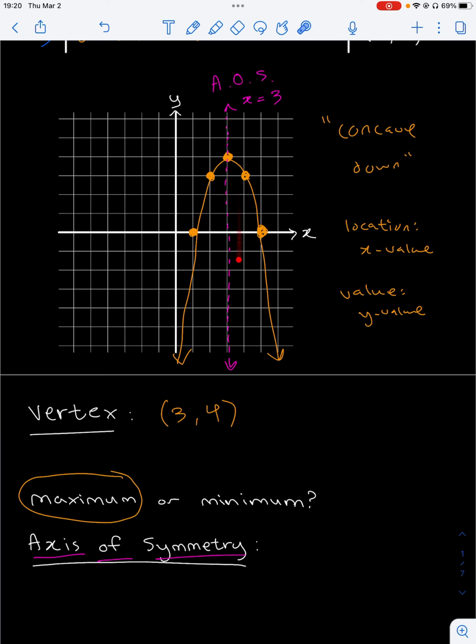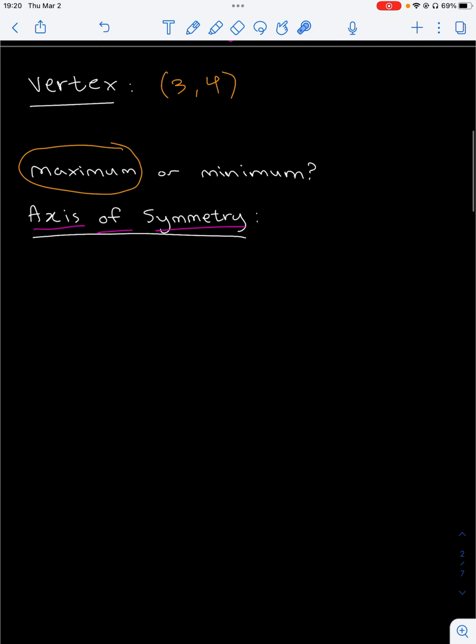However, axis of symmetry in this case, we give it that special name because it actually is useful. It has that extra meaning of being that location of the symmetry, where you can imagine you fold one side of the parabola onto the other. And so here, the location is x equals 3. And that is axis of symmetry.